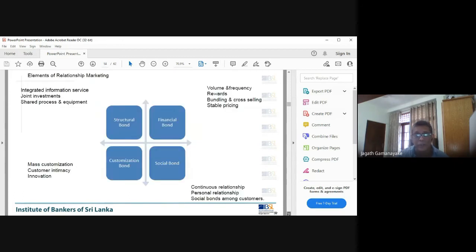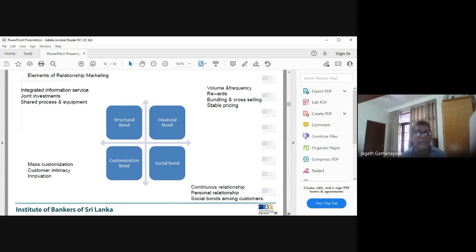Okay, so I think now you have an idea. What the organization is trying to do now is to have relationship marketing. They talk about four main areas. They create a bond between the customer and the organization, or the customer and the bank.